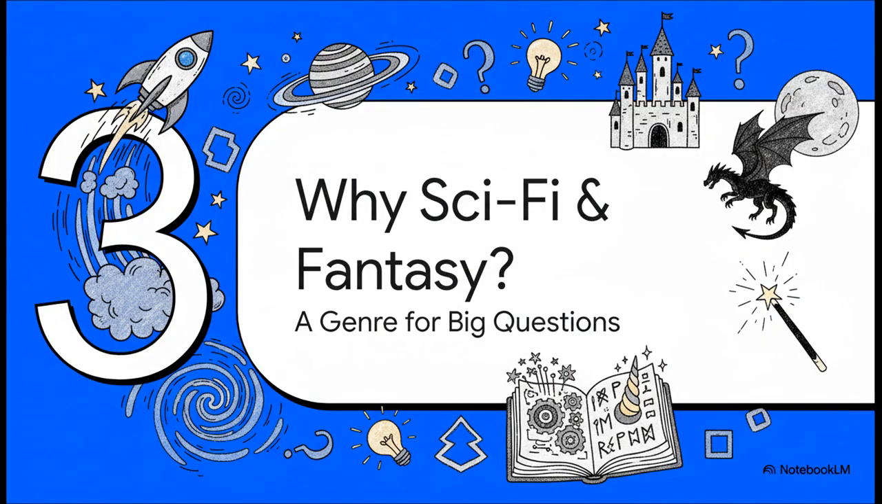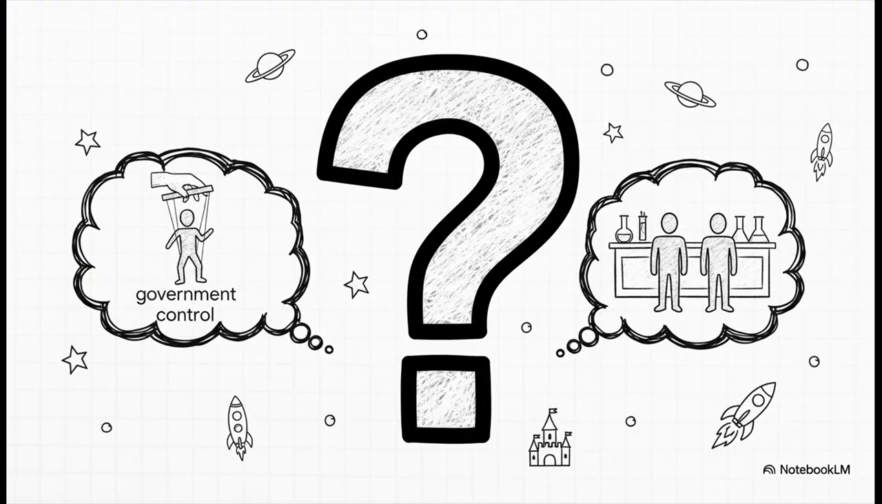Okay, theory's down. So, why science fiction and fantasy? Why are these genres such a perfect playground for this kind of teaching? It's because, at their heart, these genres are all about one giant question. What if? What if the government controlled every single choice we make? What if we could bring back dinosaurs? They take these huge ethical questions and put them in a world that's just a little removed from our own, which gives students a safe space to think about them critically.